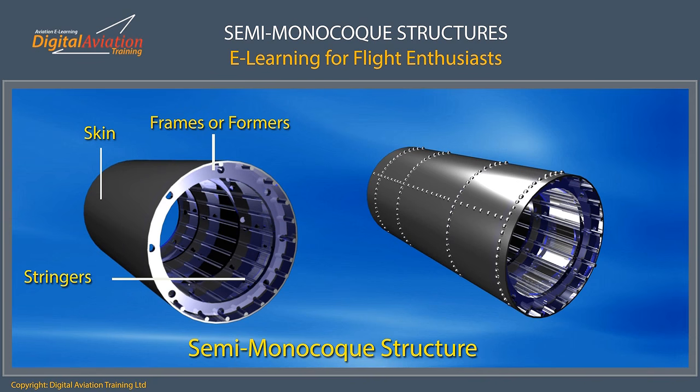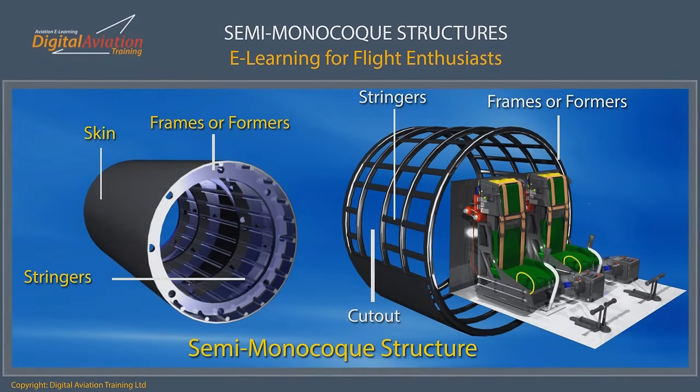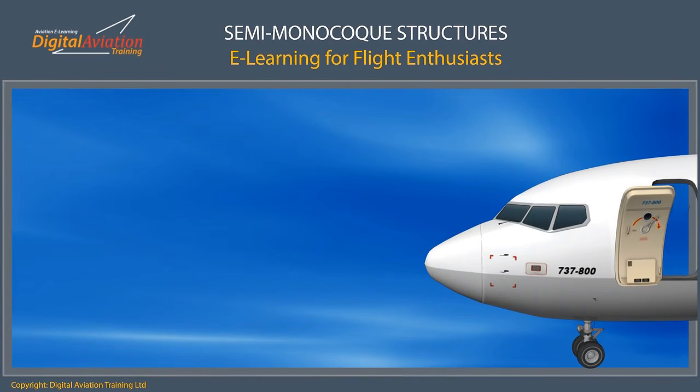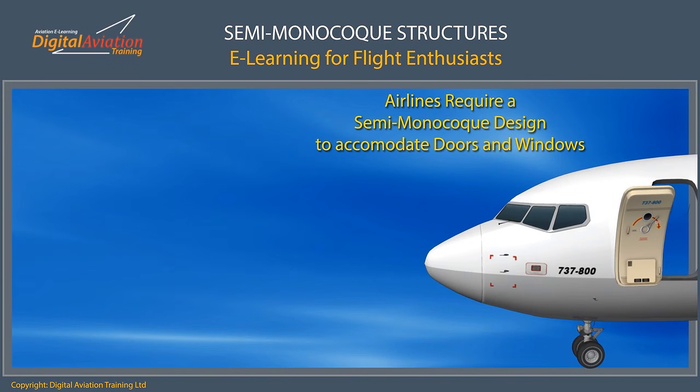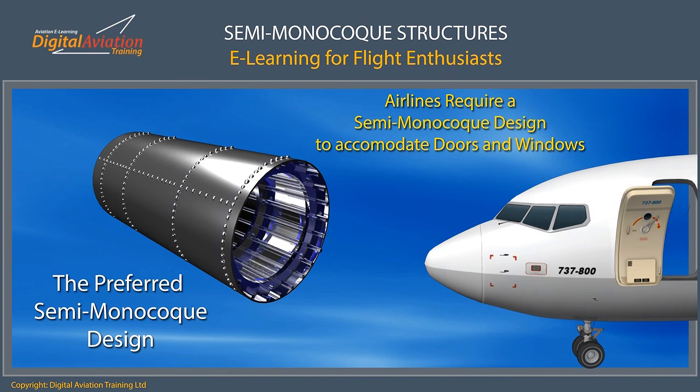The skin is attached to the frames and stringers by riveting or bonding. Cutouts are made to provide access panels and passenger windows, as illustrated by the image on the right. These are reinforced by doublers or backing plates. To summarise, a jet transport aircraft requires doors, windows and access panels, thus making the purely monocoque design impractical. This is why a semi-monocoque design is preferred.